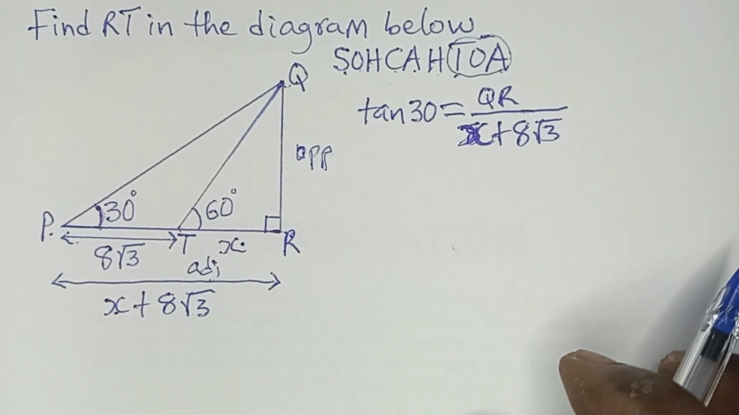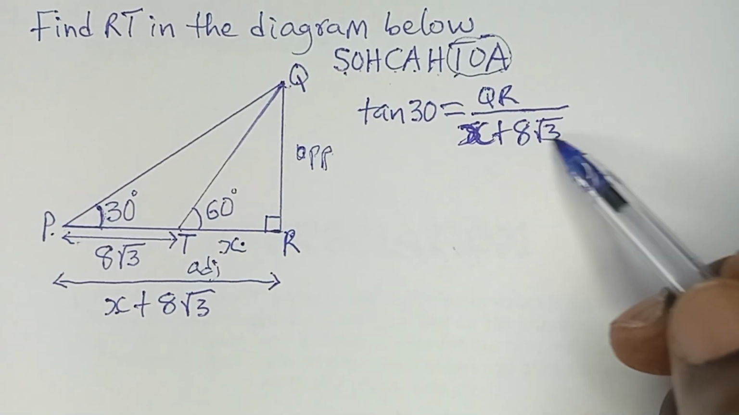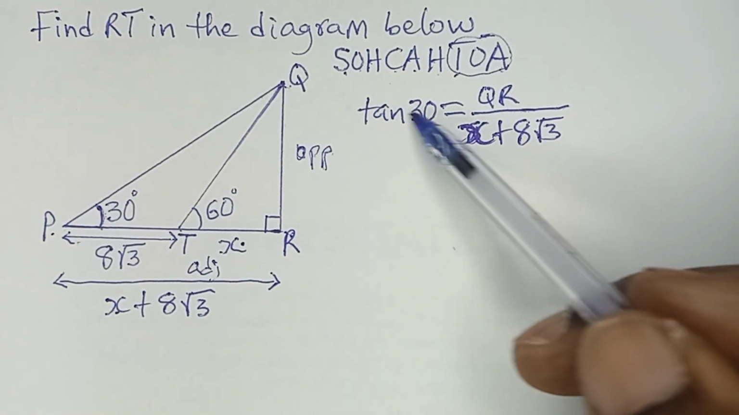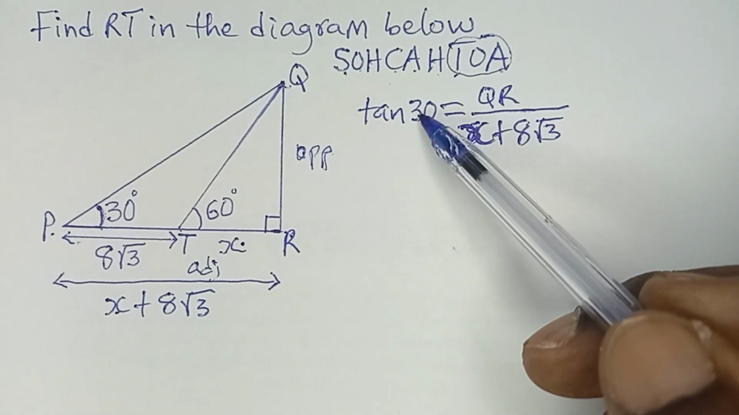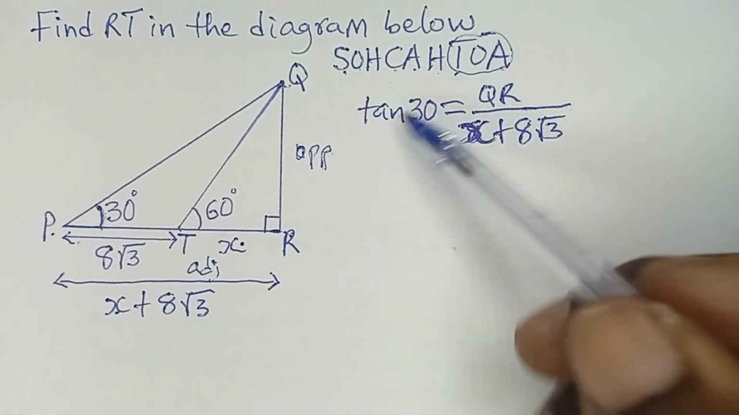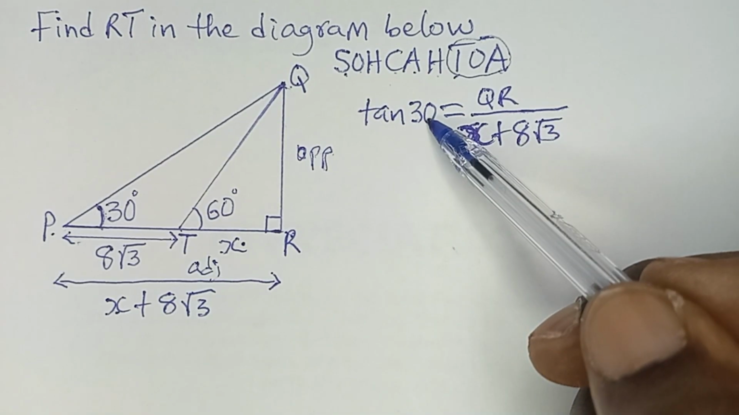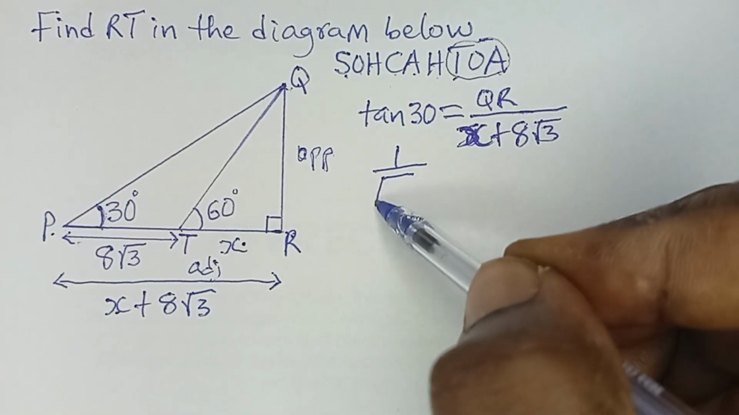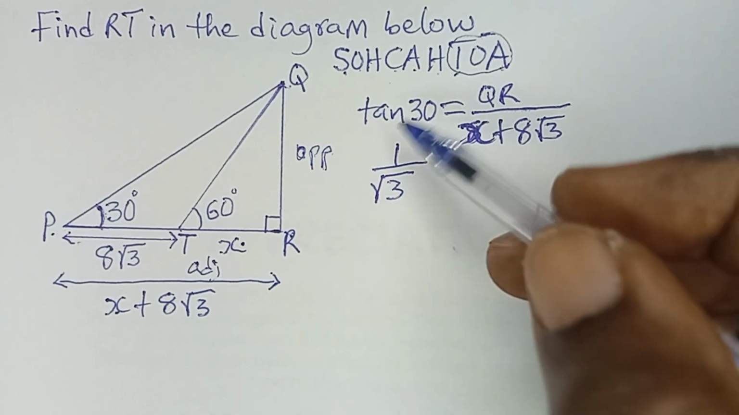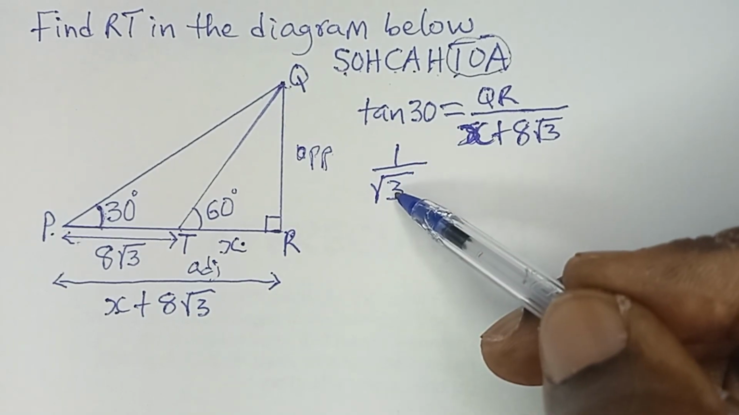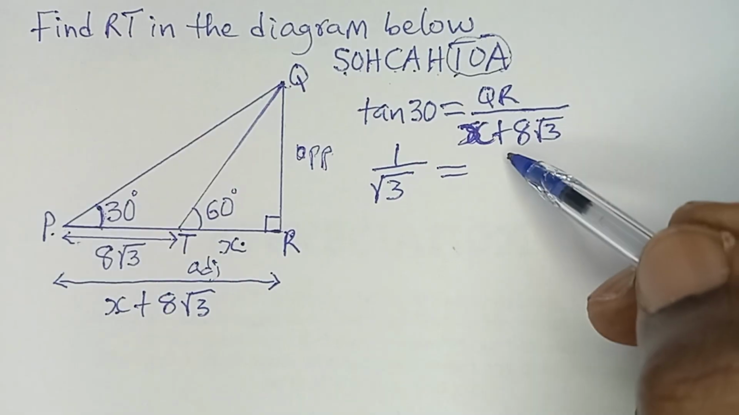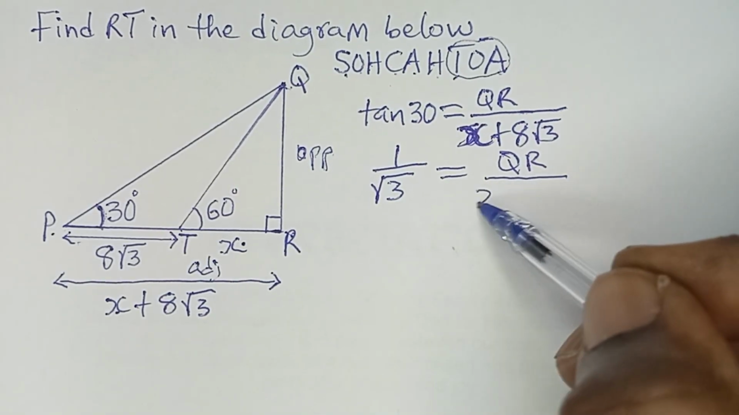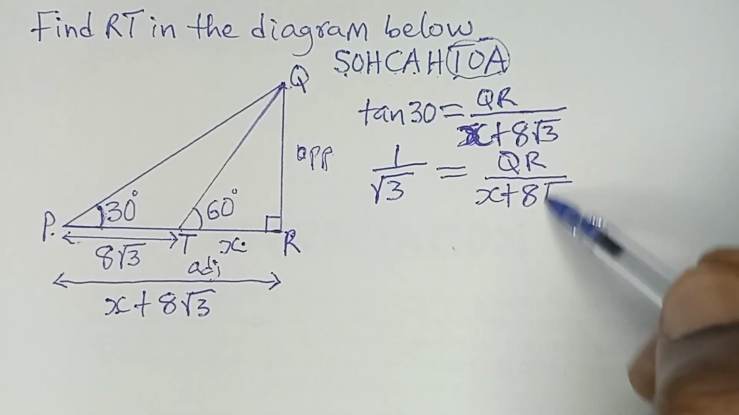Since this side is in surd form, let's also take the special angle 30 degrees in surd form. I want to believe that you know that tan 30 degrees in surd form is 1 over root 3. If you don't know, you should know now. That tan 30 is 1 over root 3, and that will be equal to QR, that we are looking for, all over X plus 8 root 3.